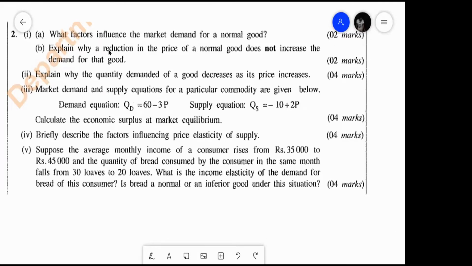What do you all think the answer is? Reduction in the price of a normal good does not increase the demand for that good. Why?